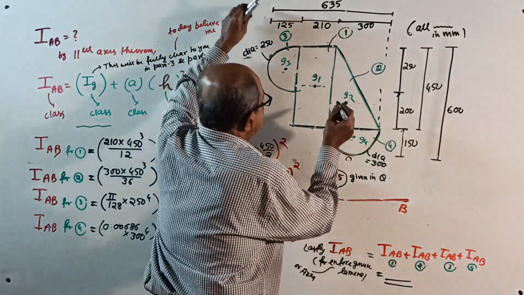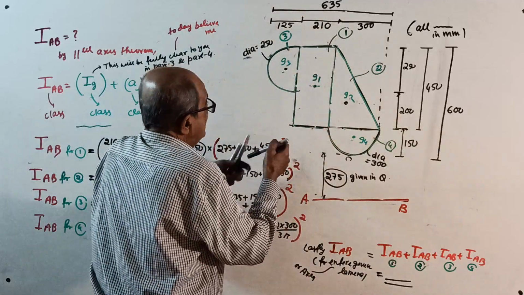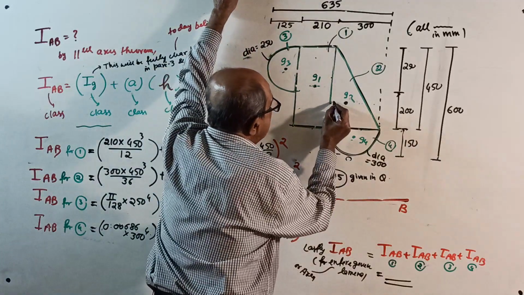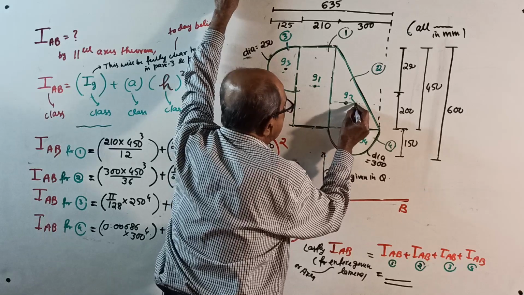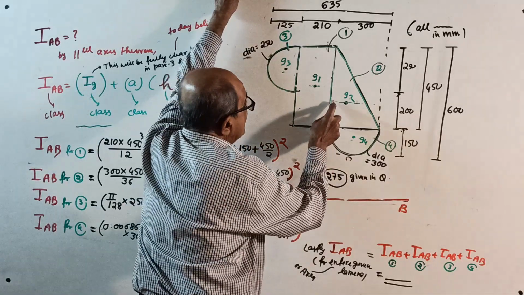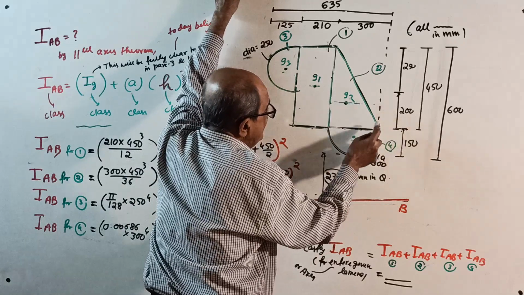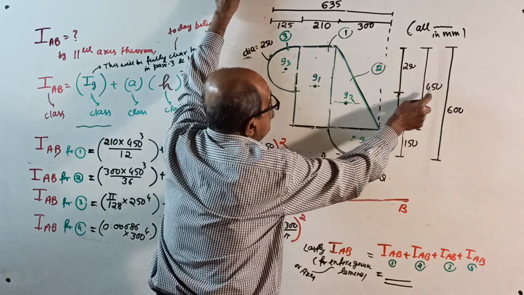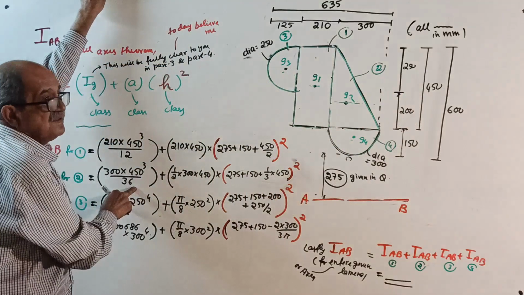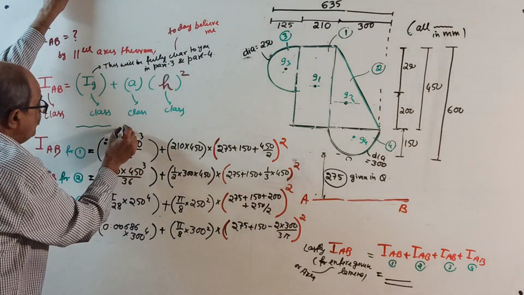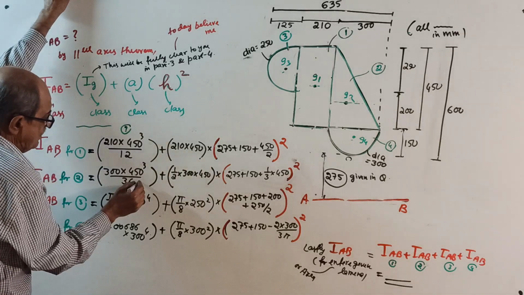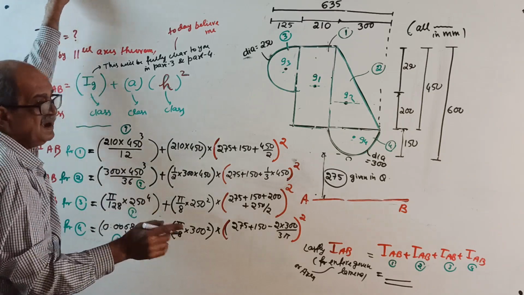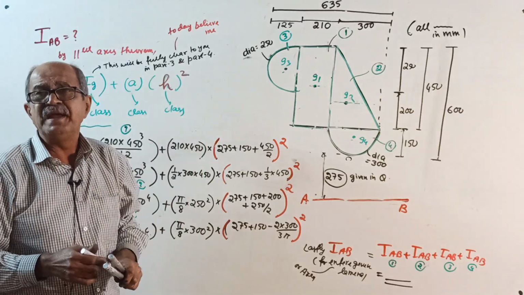Let's start. First come to its own centroid. Figure number 2. Imagine an axis passing through the centroid and parallel to AB. Write I about this axis. That is, the base is 300 into height 450 cube divided by 36. Put a question mark today; it will be explained later. Actually, if it is not clear, part 3 and part 4 will make it clear.